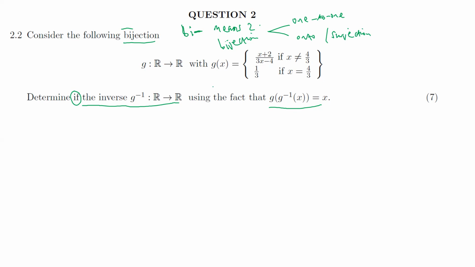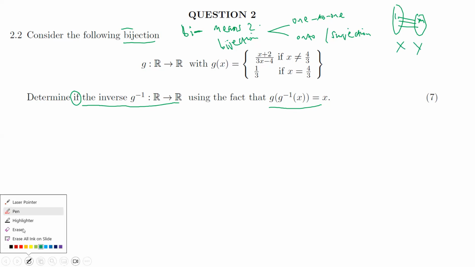Surjection. One-to-one is clear, so it means there is a one-to-one relation. X, Y, then you have one-to-one. But yeah, you have this.